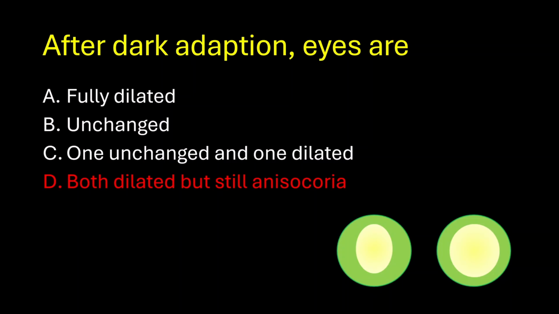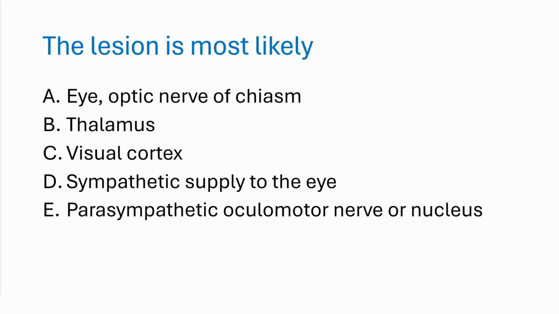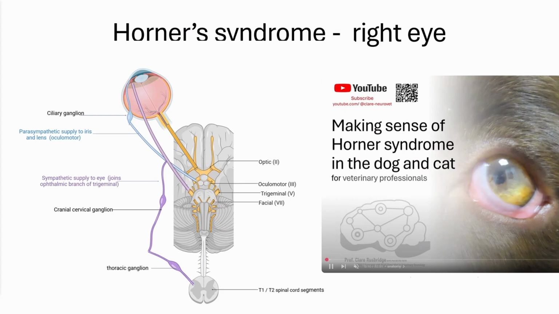So what is the most likely cause of this lesion? And the answer to that is D. There is a problem with the sympathetic supply to the right eye. And this is a Horner syndrome of the right eye. This lecture is really just to concentrate on the testing that you need to do for neuro-ophthalmology. If this is something that you don't understand, then I would suggest this video here, Making Sense of Horner syndrome in the dog and the cat.